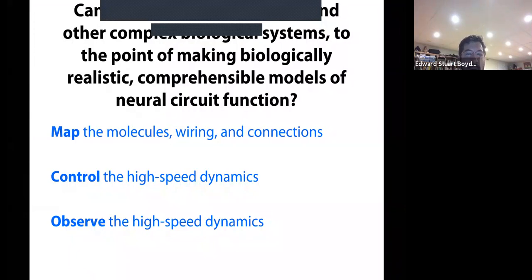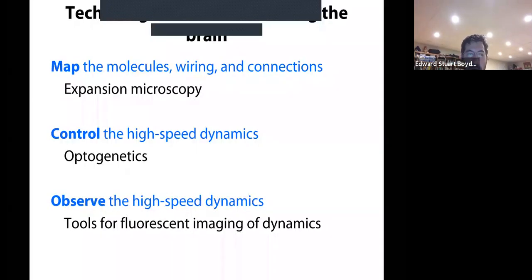In order to achieve such models, we think we need at least three kinds of technology. First, we have to make maps of the molecules and the wiring of the brain. Second, we have to control the high-speed dynamics of the brain. And finally, we have to watch the brain in action. These are difficult things to do because the brain is very complicated. Brain cells are enormous, but their connections are tiny. And the wiring that connects cells to each other is also very tiny, even nanoscale.